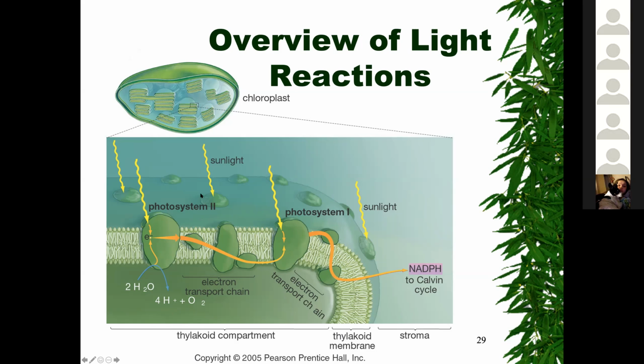So all of this depends on light. But after the electrons leave the thylakoid, they stay in the chloroplast, but now they're in the stroma. And that's where the Calvin cycle occurs. So remember to associate the Calvin cycle with dark reactions of photosynthesis.